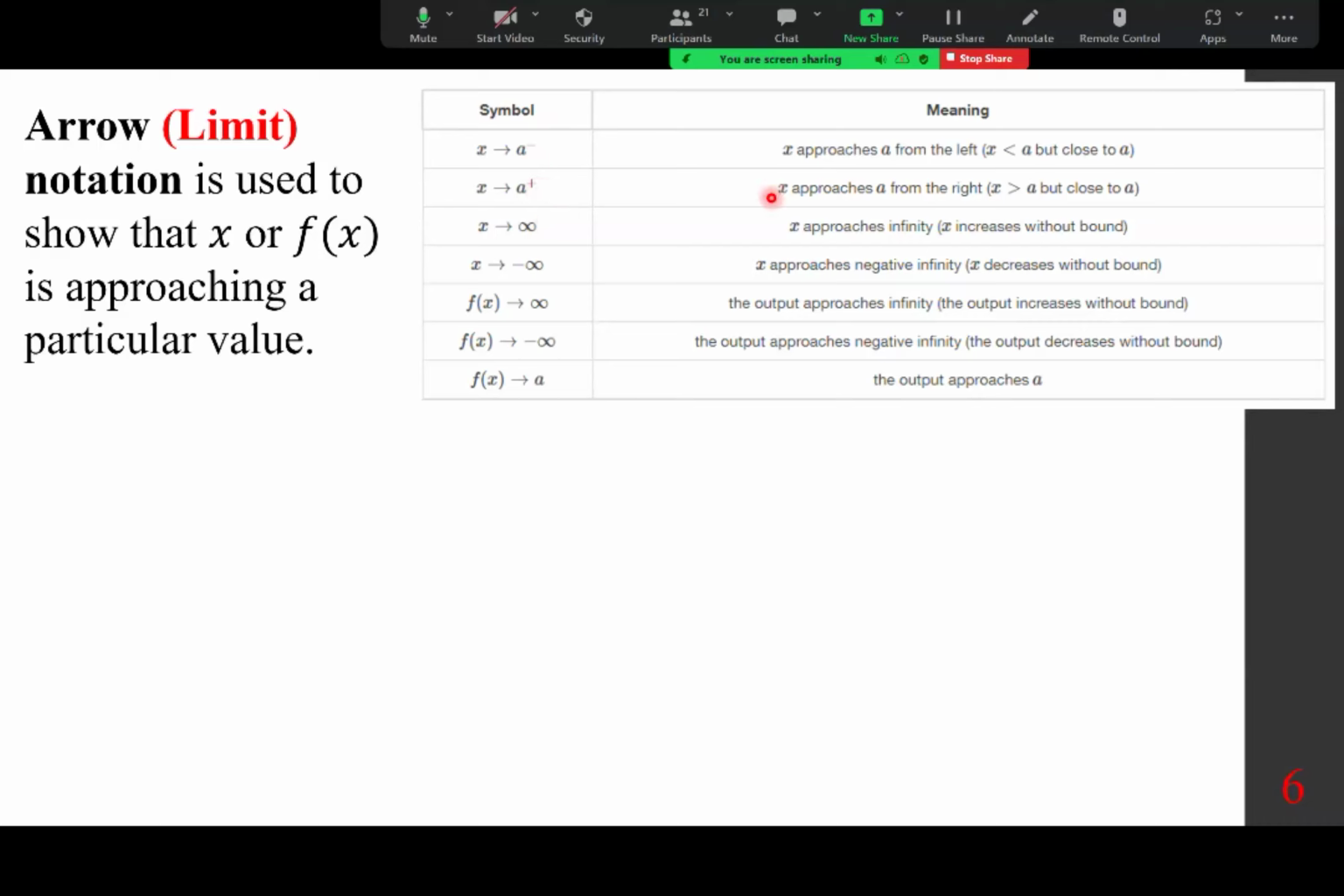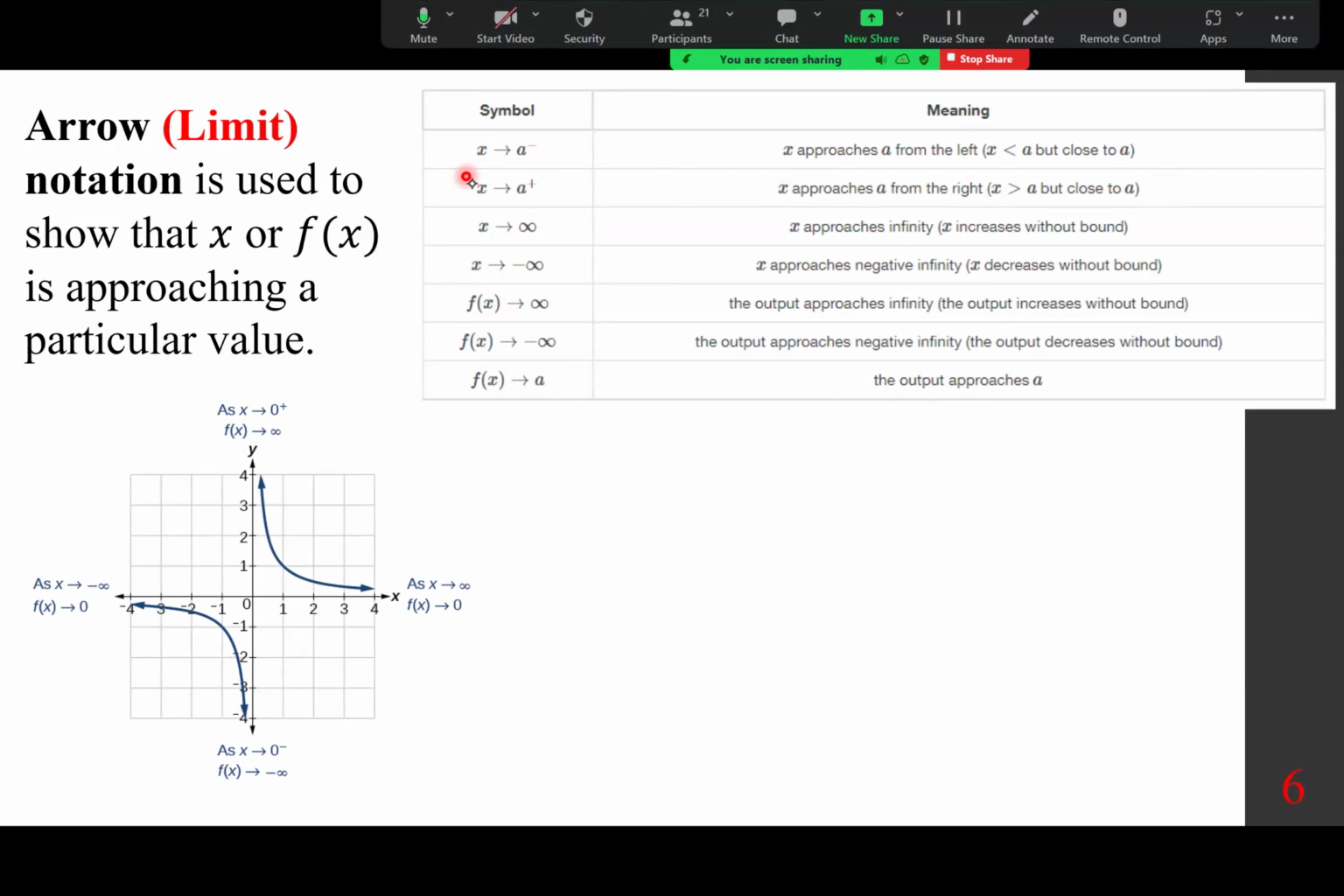X is approaching infinity. X is approaching negative infinity. F of x approaching infinity. F of x is approaching negative infinity. F of x is approaching a. And of course, f of x is the y coordinate or the output, if you will, whereas x is the input.